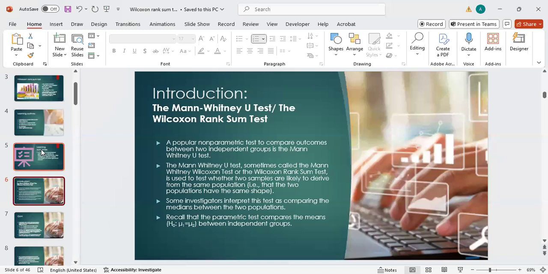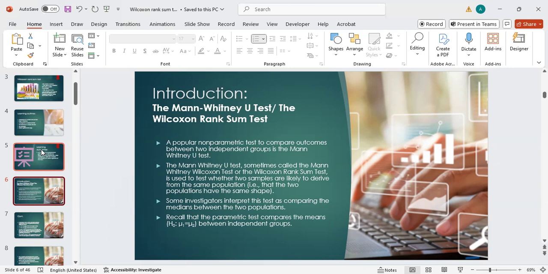Introduction. The Wilcoxon rank sum test, or Mann-Whitney test, is a popular non-parametric test to compare the outcomes between two independent groups. The Mann-Whitney U test, sometimes called the Mann-Whitney Wilcoxon test or the Wilcoxon rank sum test, is used to test whether two samples are likely to derive from the same population, that is, that the two populations have the same shape. Some investigators interpret this test as comparing the median between the two populations.